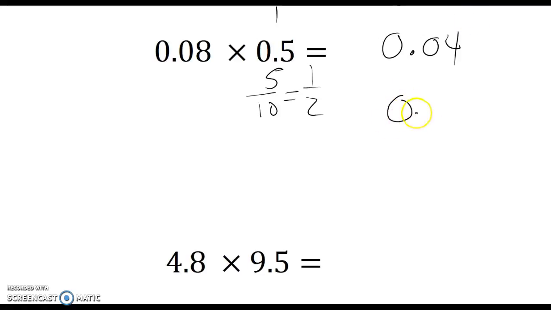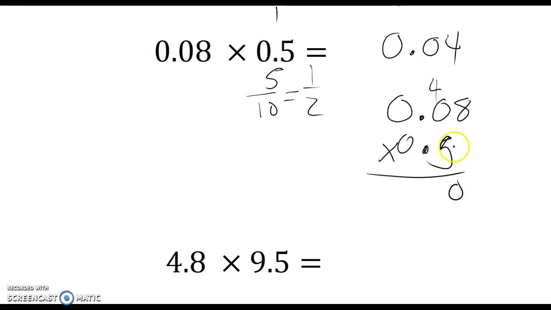So, once again, I'm going to just use a standard algorithm here. I'm going to multiply. Notice again, I don't care about my decimals lining up, and I'm simply going to multiply. So 5 times 8 is 40. I carry my 4. 5 times 0 is 0, plus 4 is 4. 5 times 0 is 0.